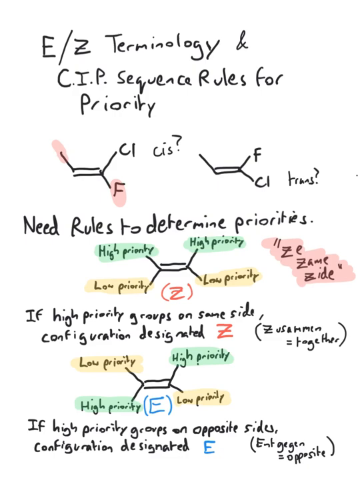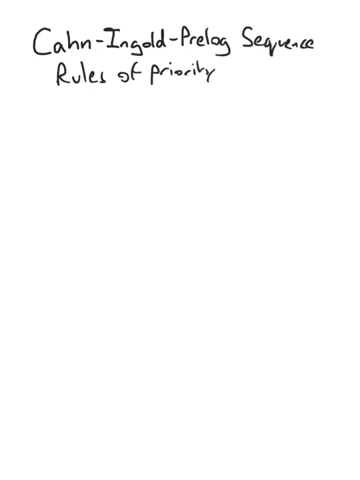Now I know what you're all wondering. What the hell is priority? How do we know what is high priority and low priority? Well, that's where the Cahn Ingold Prelog sequence rules come in. The Cahn Ingold Prelog sequence rules of priority are a very effective way of figuring out the priority of something when bonded to a stereocenter. They are a simple set of rules that, when used correctly, will always give you the sequence of priority.